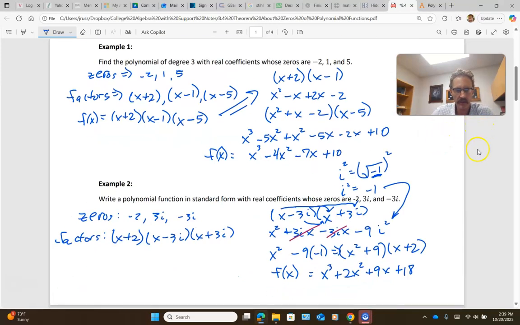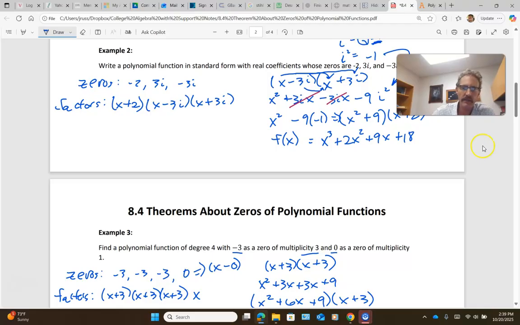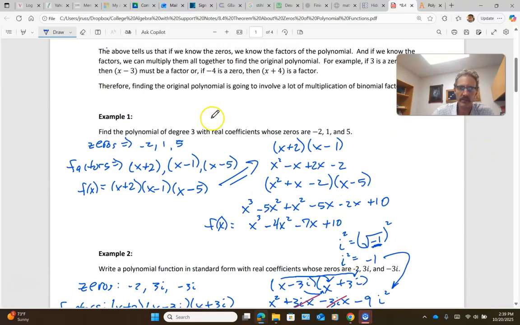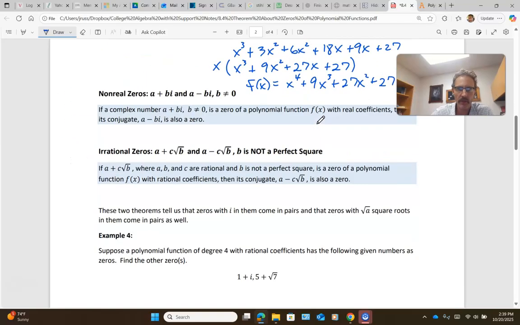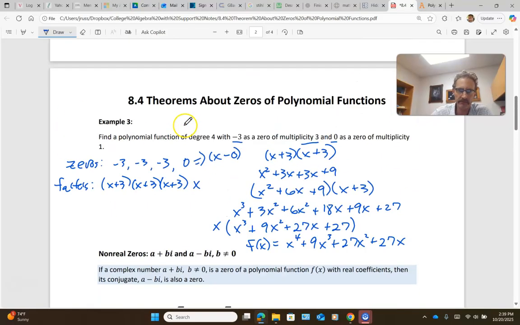Okay, welcome back, guys. We just finished reconstructing these polynomials when we were given their zeros in their respective multiplicities. So we're going to continue doing this, but I want to go over a property, or talk about the nature of some zeros.